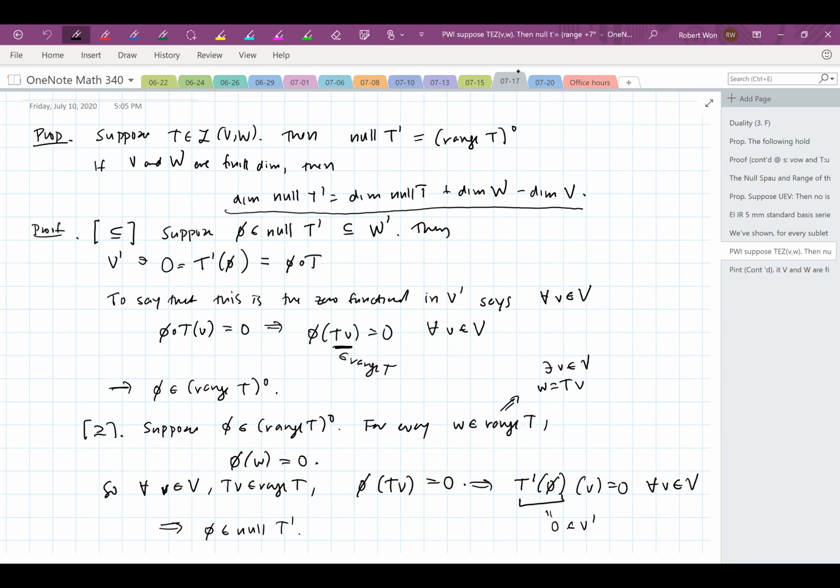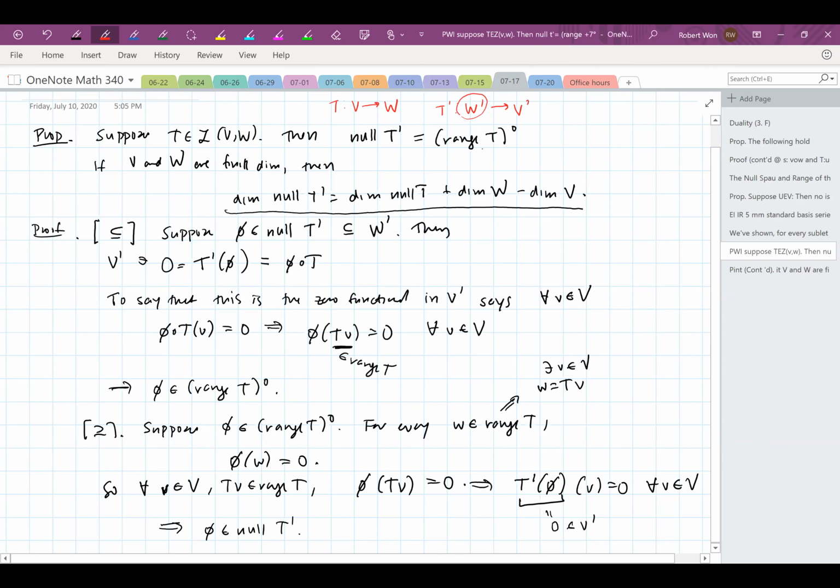was that if you have a linear map T, then the null space of the dual is the same thing as the annihilator of the range, right? Remember, T went from V to W, which means that the dual went from W dual to V dual. So the null space should be some subspace of the domain. It's got to live here, right?